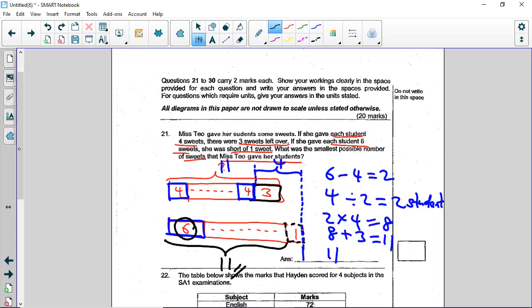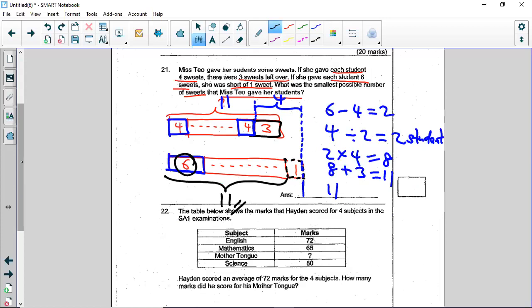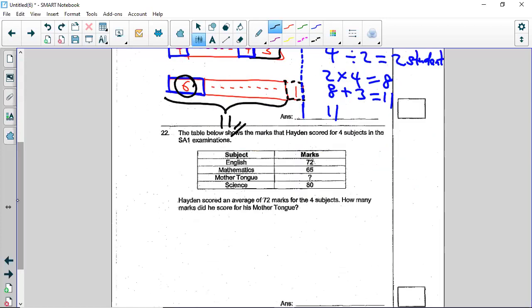Okay, question 22, average. So Hayden scored an average of 72 marks for 4 subjects. So immediately you can find total. You take 72 times 4, and you will get the total, which is how many? 288. And then you can solve already. So what's the question mark?